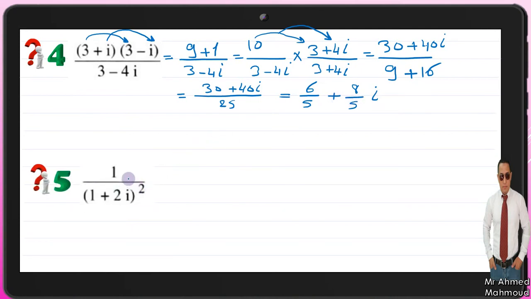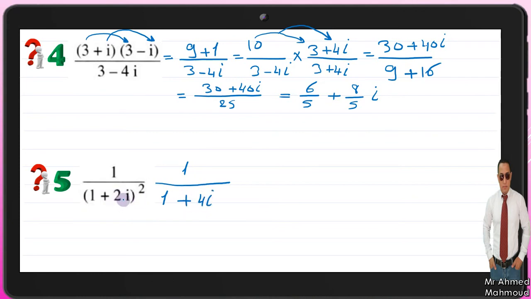Next, 1 over 1 plus 2i all power of 2. I will expand this bracket, all power of 2. 1 power of 2 equals 1. 2 times first times second equals 4i.